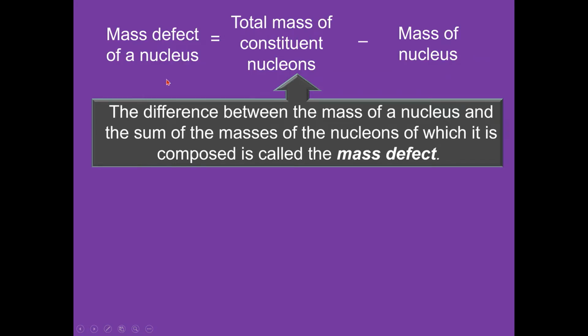Next, what is mass defect? The mass defect of a nucleus is the difference between the mass of a nucleus and the sum of the masses of the nucleons of which it is composed. In mathematical form, we write it as the total mass of constituent nucleons minus the mass of the nucleus.